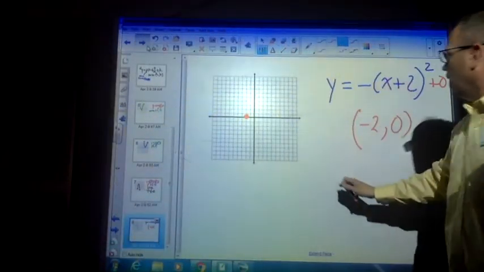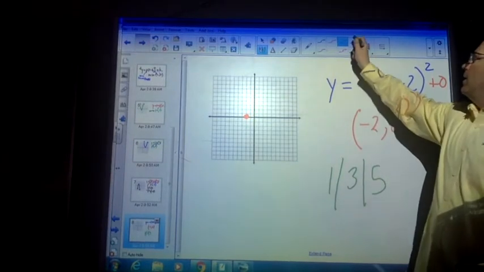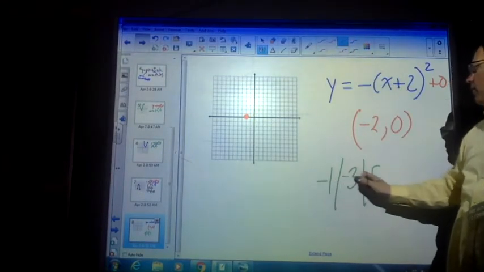Okay, so we want the 1, 3, 5. And Brandon pointed out it's going to be negative 1, 3, 5.